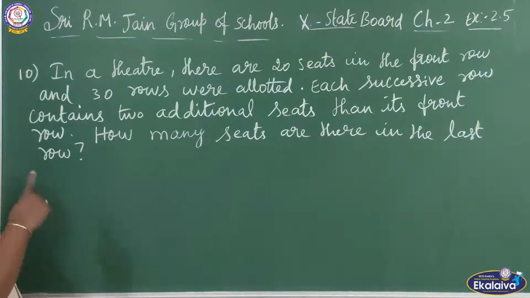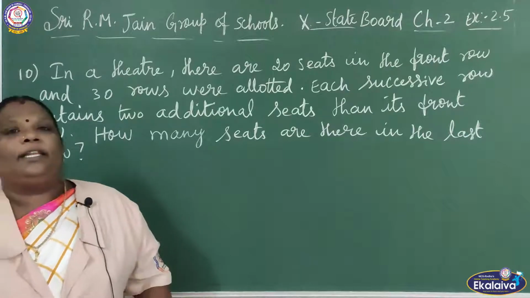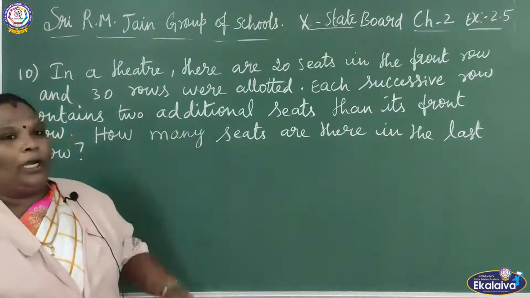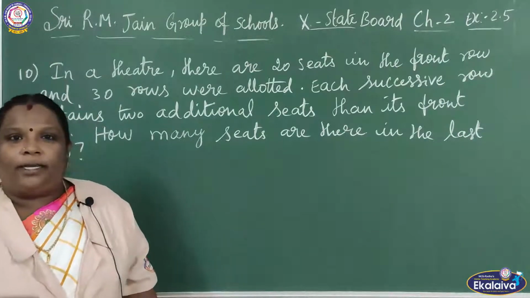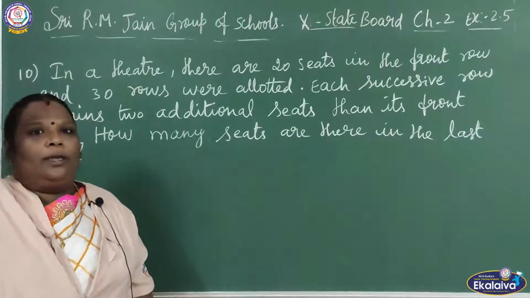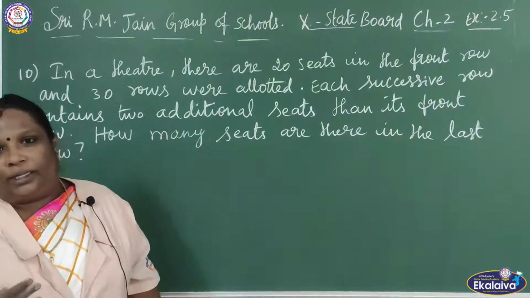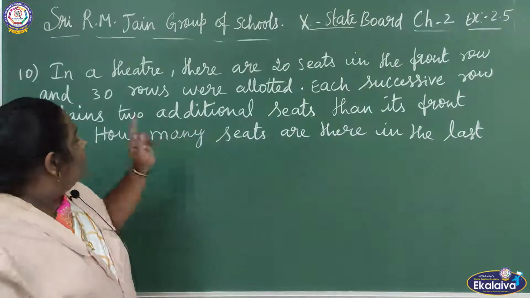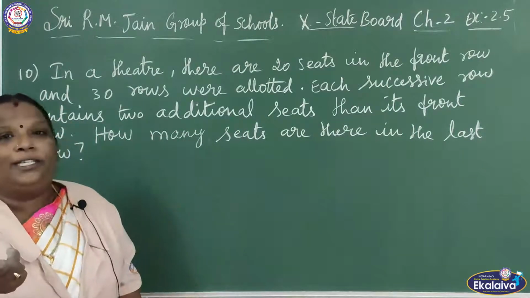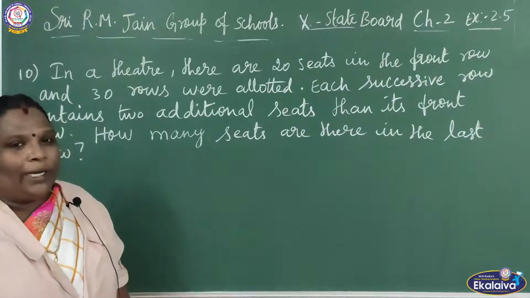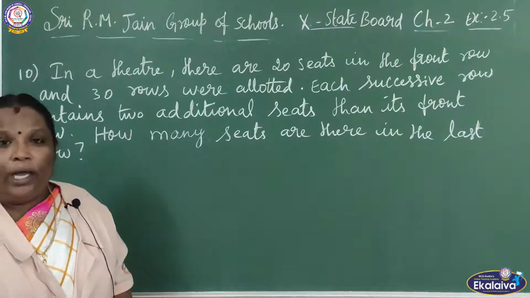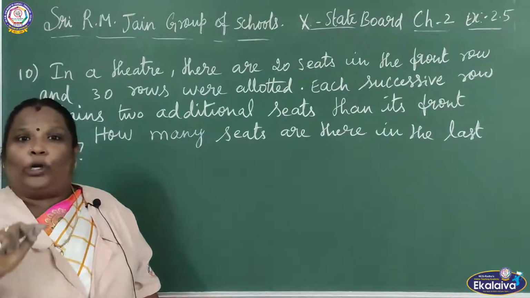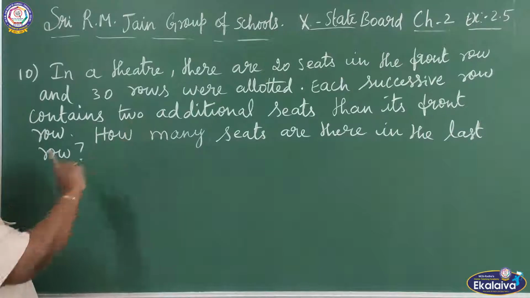See the 10th sum. In a theatre, there are 20 seats in the front row, and 30 rows were allotted. Have you seen in the theatres? All the rows are like this. Just imagine any one of the theatres. Each successive row contains 2 additional seats. Suppose in the front row it is 20 seats, then the next row is 22, the next row is 24, the next row is 26. Like this the seats were allotted.